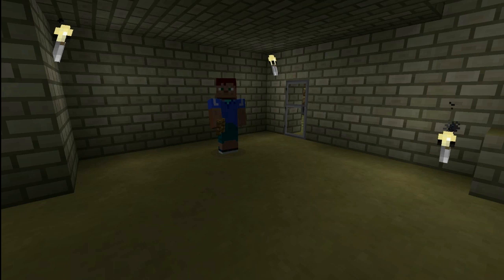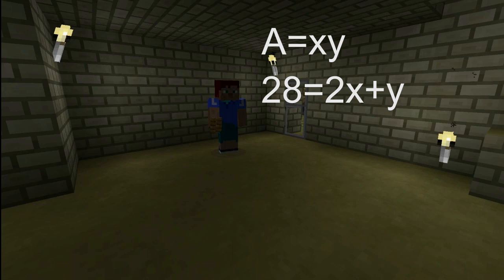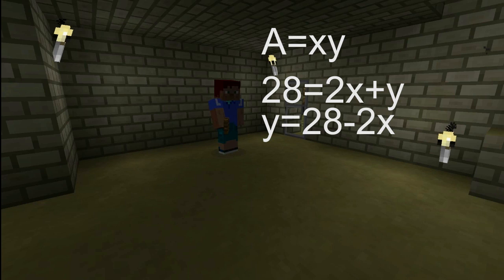I begin with the surface area equation you can see here. I use my constraint equation you see here. It is set equal to 28 because that is the amount of fences I have. Then I find it in terms of y. Once I have found what y equals, I then plug it back into the original equation.